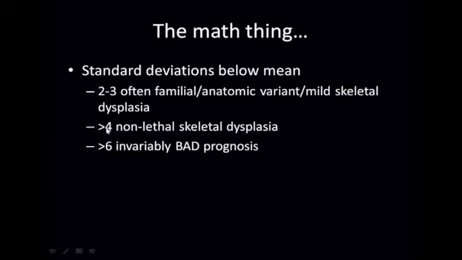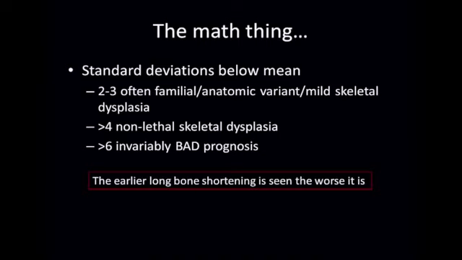If you go on to fetuses where it's more than 4 standard deviations below the mean, you're definitely into skeletal dysplasia territory there, but probably not into the lethal ones. And the ones that are lethal are associated with very, very short long bones, often greater than 6 standard deviations below the mean. And the important thing to take home from the math issue is that the more standard deviations below the mean the long bones are, the worse the prognosis is for that particular fetus.